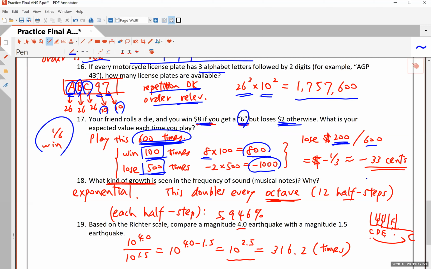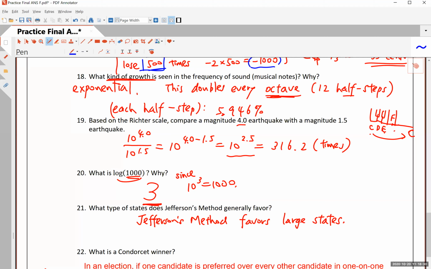Okay, so you can say the expected value is negative 33 cents, meaning that every time you play this game, you will be expected to lose 33 cents. Okay, hopefully that is clear. Okay, so let's go to the next problem, which is number 18. Number 18, going to chapter 6.